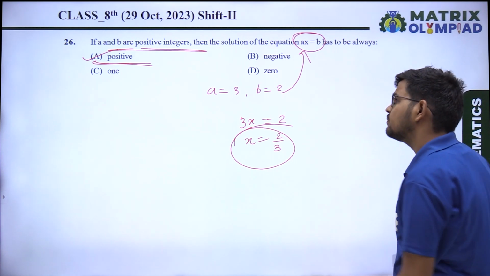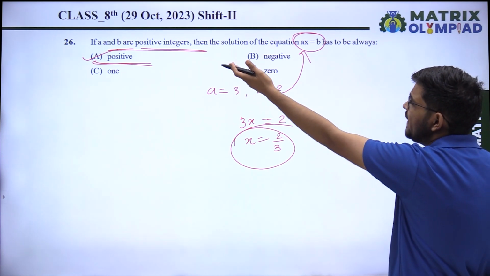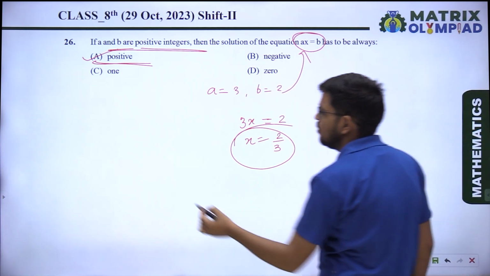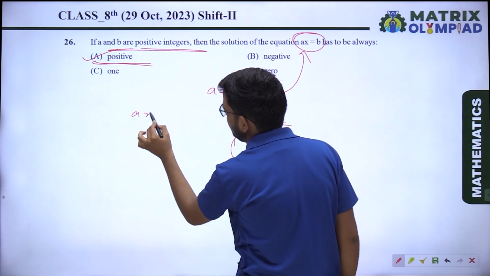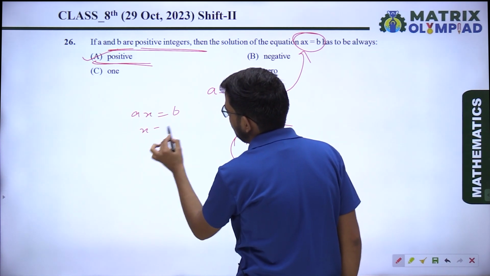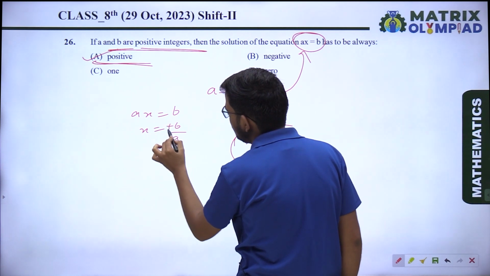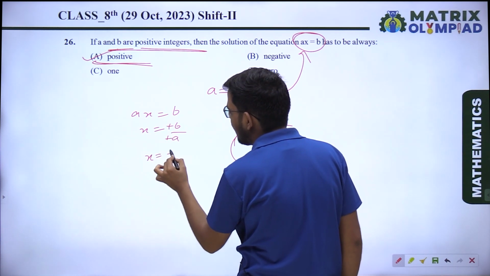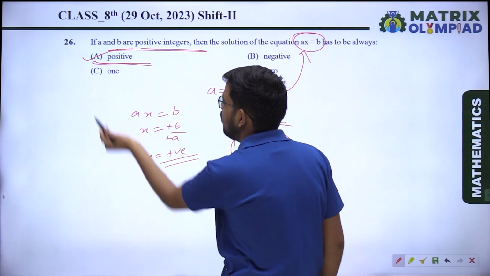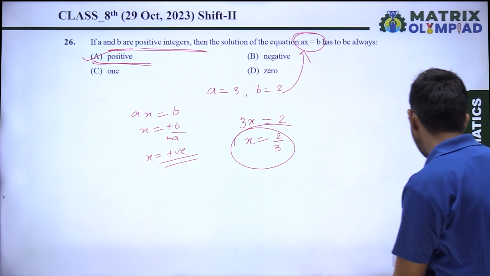Yes or no? So if A and B are positive integers, then X will be B upon A. B is positive, A is also positive, so X is also positive. So option A will be the correct answer.